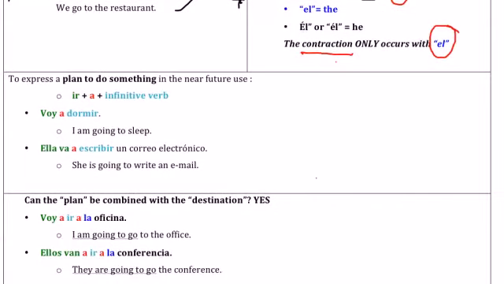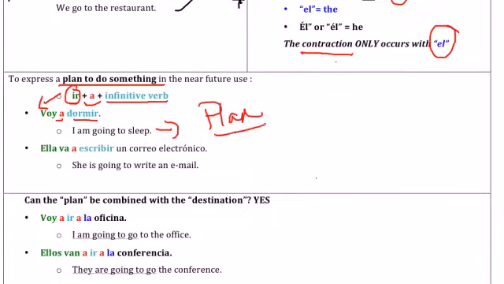Moving right along, to express a plan to do something, again, we follow the color-coded grammar. Ir is in green. Then I have my preposition again in red, a. And then I can follow it up with an infinitive verb. So, ir goes to voy, a, and dormir. I'm going to sleep. This is a plan. It's something that has not happened yet. It's something that I plan to do. If I am planning on studying, I can say voy a estudiar.